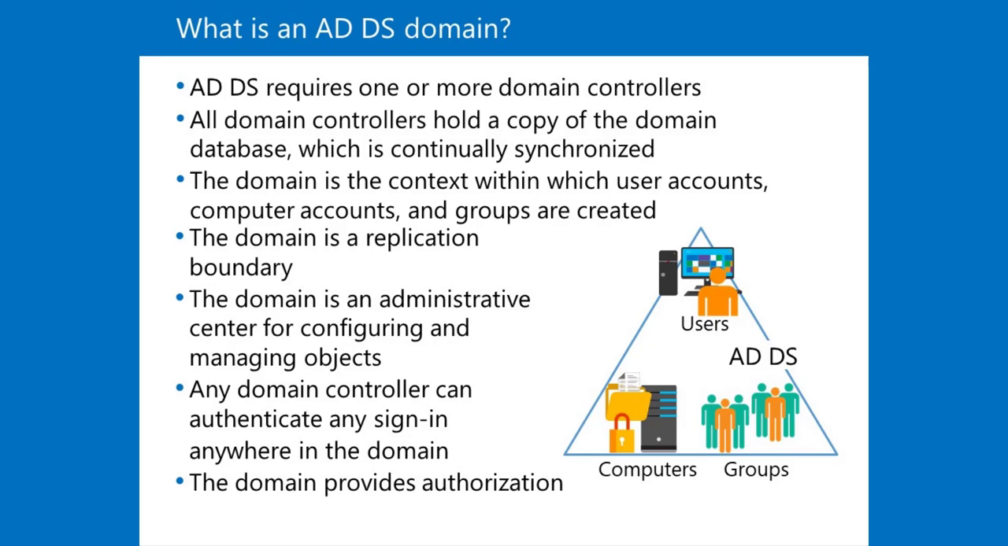The ADDS database includes many types of objects. The most commonly used objects are user accounts, computer accounts, and groups. The following list briefly describes these three object types. User accounts. User accounts contain information about users, including the information required to authenticate a user during the sign-in process and build the user's access token.